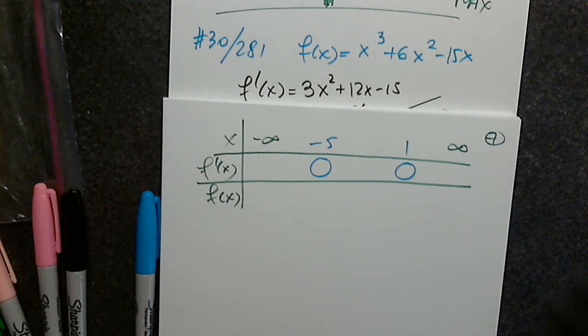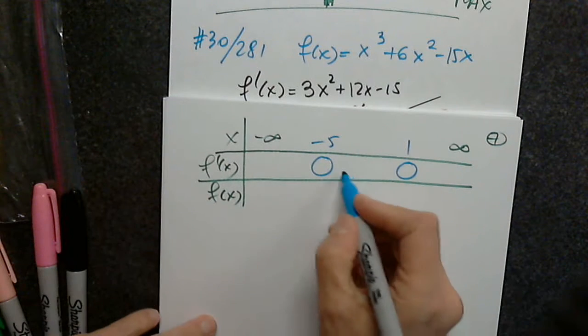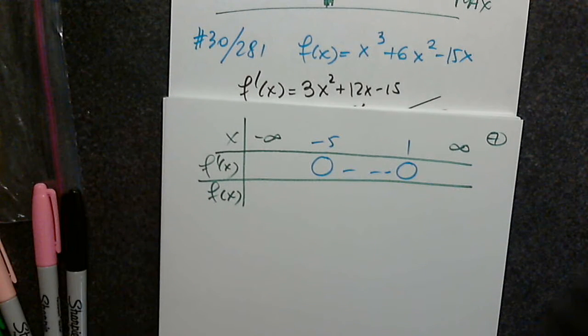So what is the sign between negative 5 and 1? Opening up, because it has a minimum, the leading coefficient is positive. So it crosses at negative 5 and 1. So what will be the sign of the function between negative 5 and 1? Of course. And what will be the sign outside, to the left of negative 5 and to the right of 1? You don't have to do that. Just punch in a number.